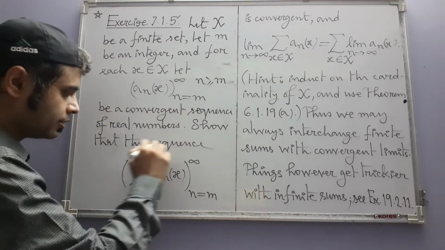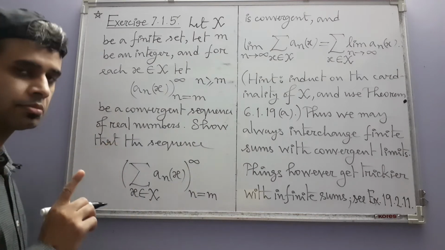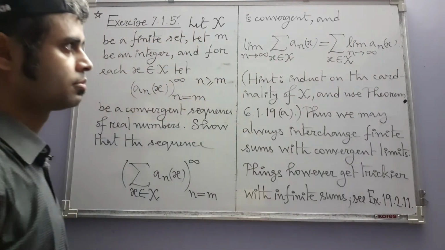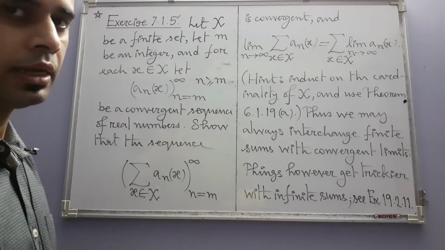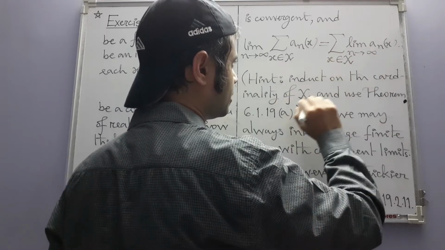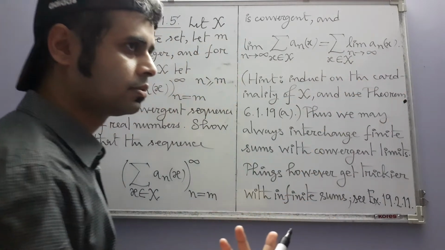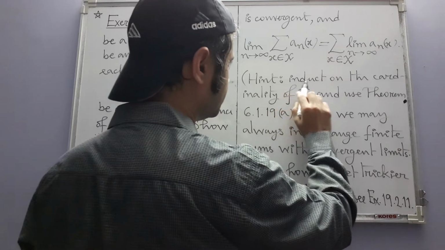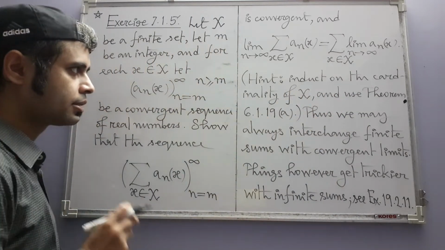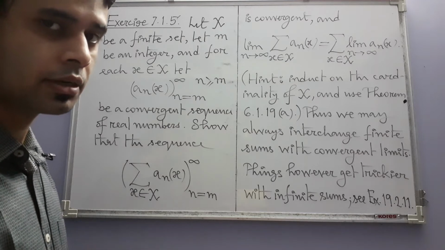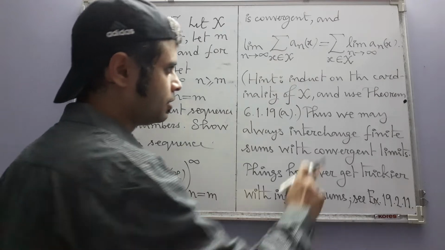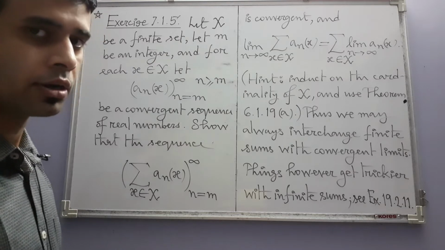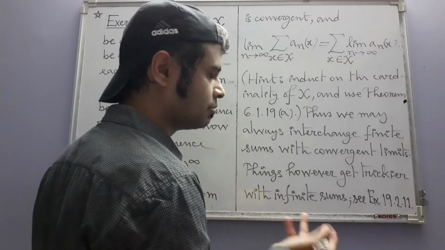Now we have to prove that this sequence of real numbers is convergent. That means it has a limit, and its limit is equal to this sum of the limits of a_n(x) as x varies over X, and this limit of course is again a limit of a sequence of real numbers. So we have to prove this, and there is a hint. We have to induct on the cardinality of the set X, because X is a finite set, its cardinality will be a natural number, so we can apply induction on that. And we have to use theorem 6.1.19 part (a). 6.1.19 is our familiar limit laws that we already have proved and we know well about it.